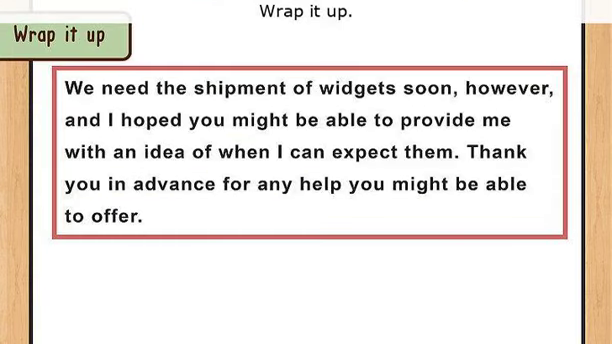Step 8. Wrap it up. In the last paragraph, summarize your points and clearly outline either your planned course of action or what you expect from the recipient. Note that the recipient may contact you with questions or concerns, and say thank you for his or her attention to the matter at hand.